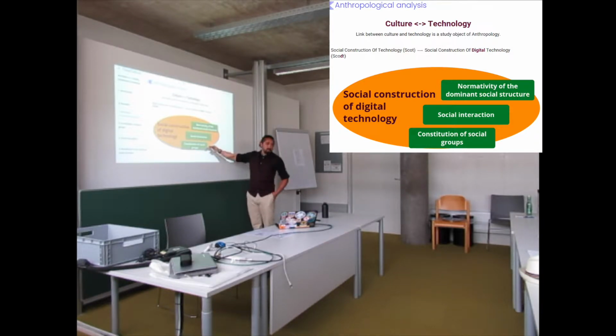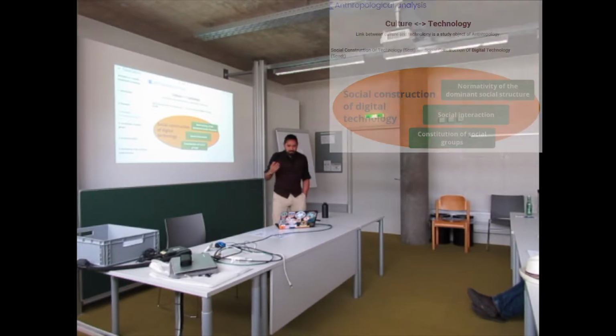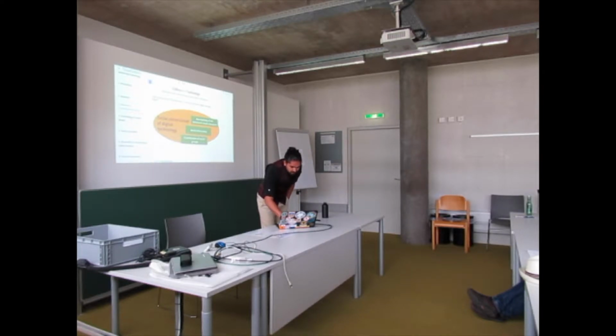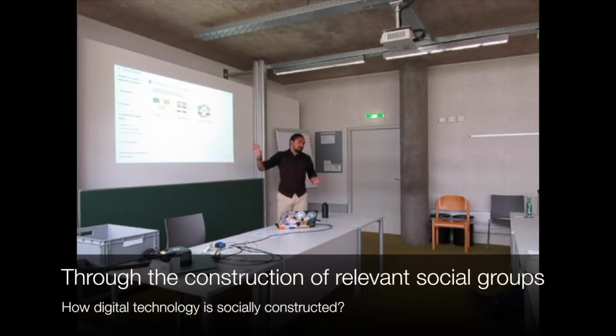So there are 3 levels to make this analysis, starting with the constitution of relevant social groups, later the social interaction, what kind of social interaction, and finally the normativity of the dominant social structure. I'm going to present a summary of these 3 levels, keeping in mind this question, the big question: how is digital technology socially constructed?